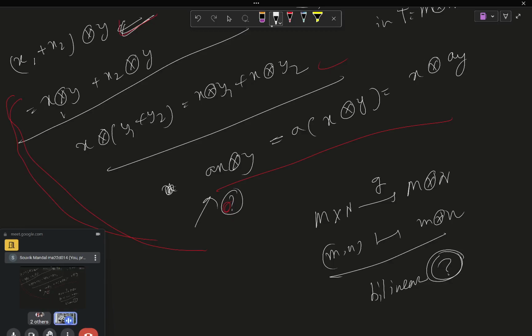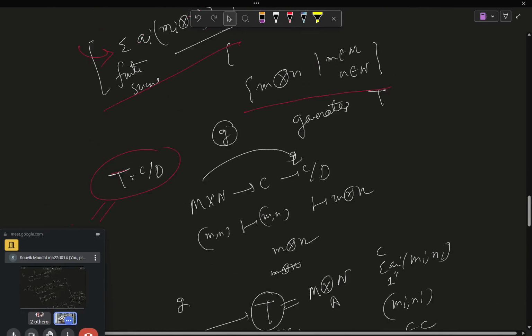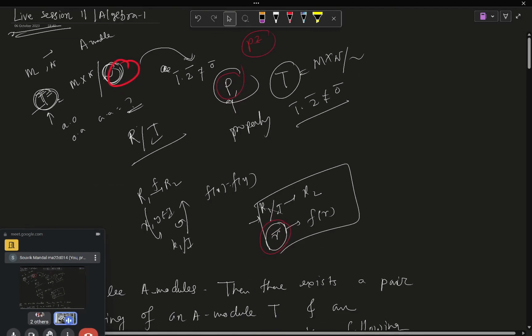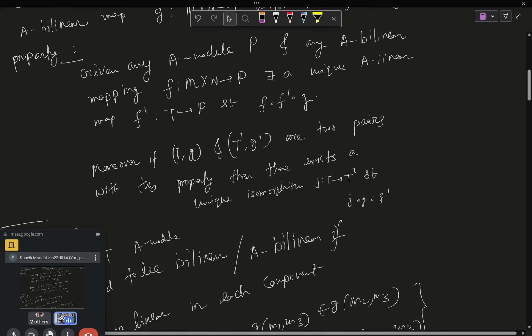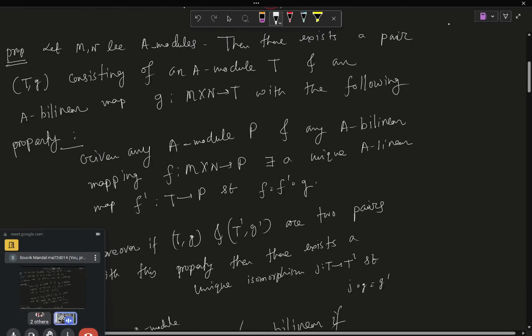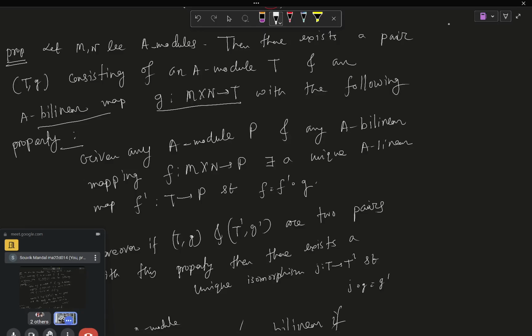If you go back to the property, there is some map g and the module T. In our case we take T to be M tensor N, and the map (m, n) goes to m tensor n. We need to check whether this small g is bilinear or not, because in the property there exists a bilinear map g from this.